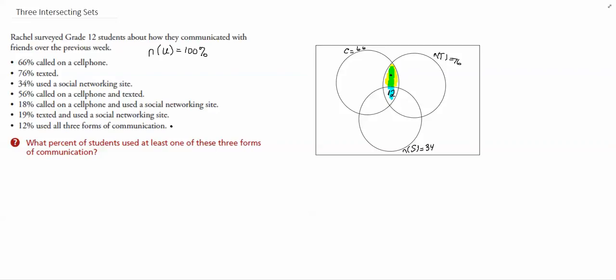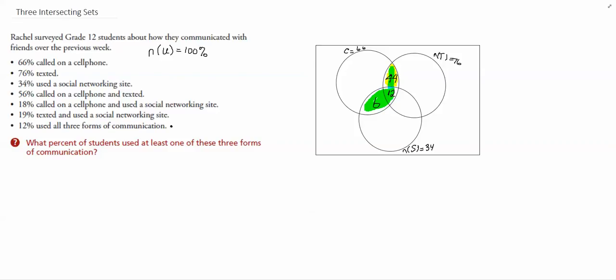So we have 44% here. We know that 18% called on a cell phone and used a social networking site, and so that 18% is this whole piece. But 12 of those also used texting, and so we have 6 that used only cells and social networking.